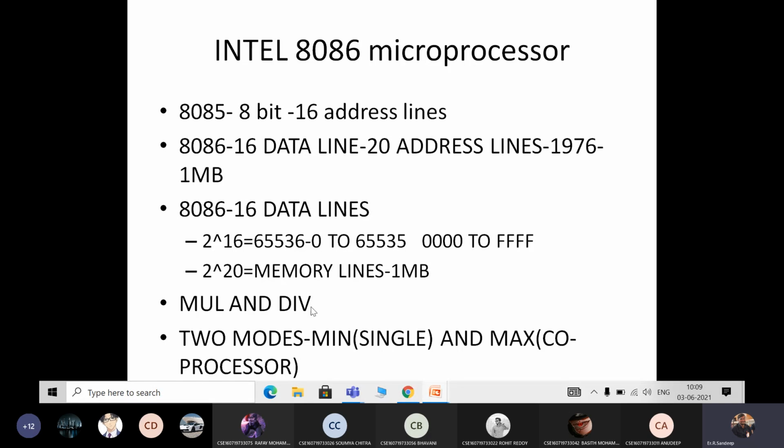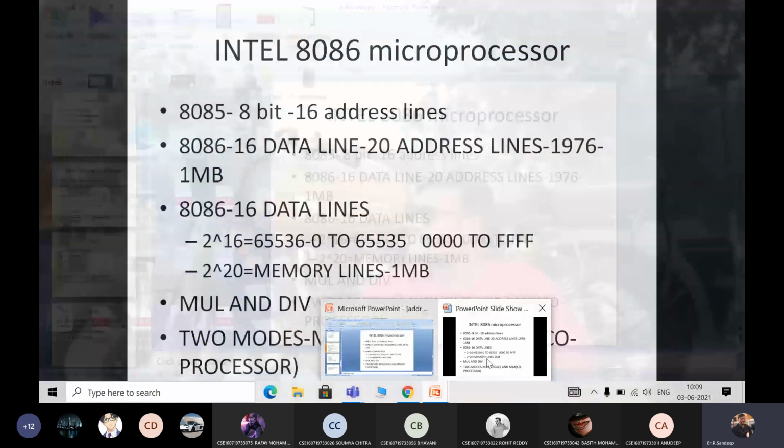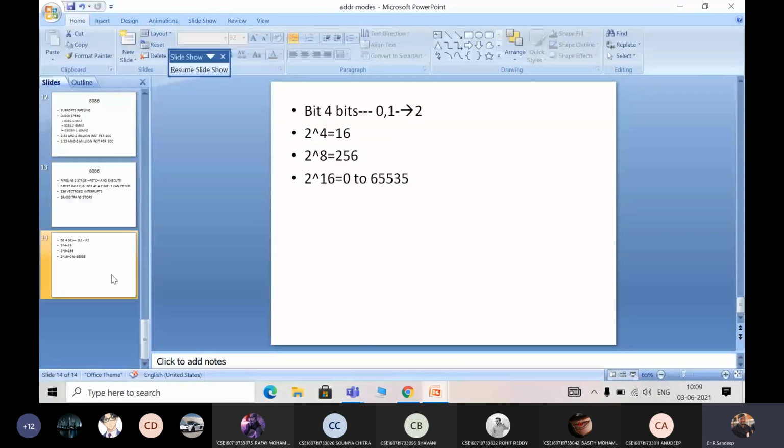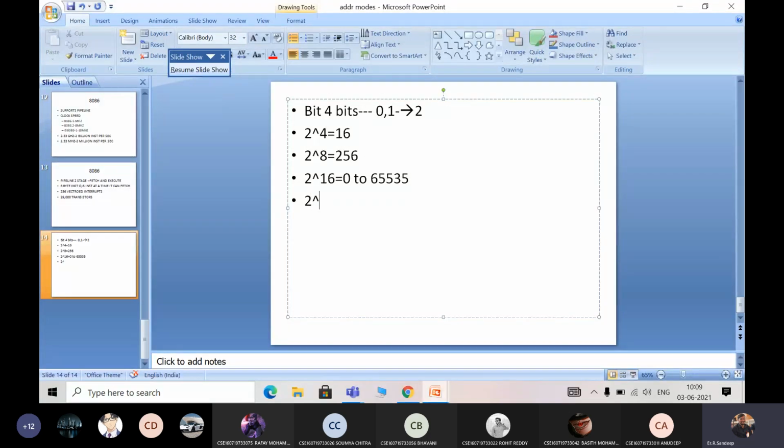In the similar way, I am talking about the memory lines. It has 20 address lines, so based on the 20 address lines we can say 2 power 20, which is almost equivalent to 1 MB. That's the reason it has 1 MB of memory. The way we calculated the data lines, in the similar way we can calculate the address lines also.